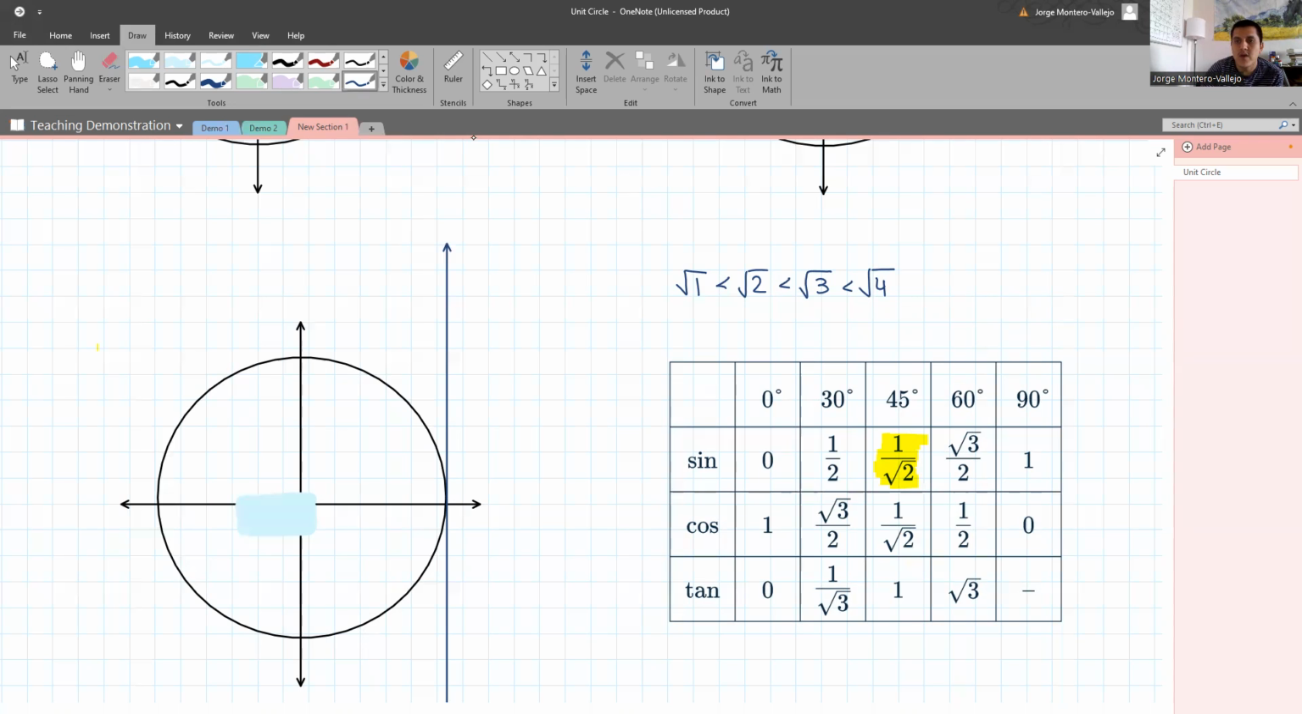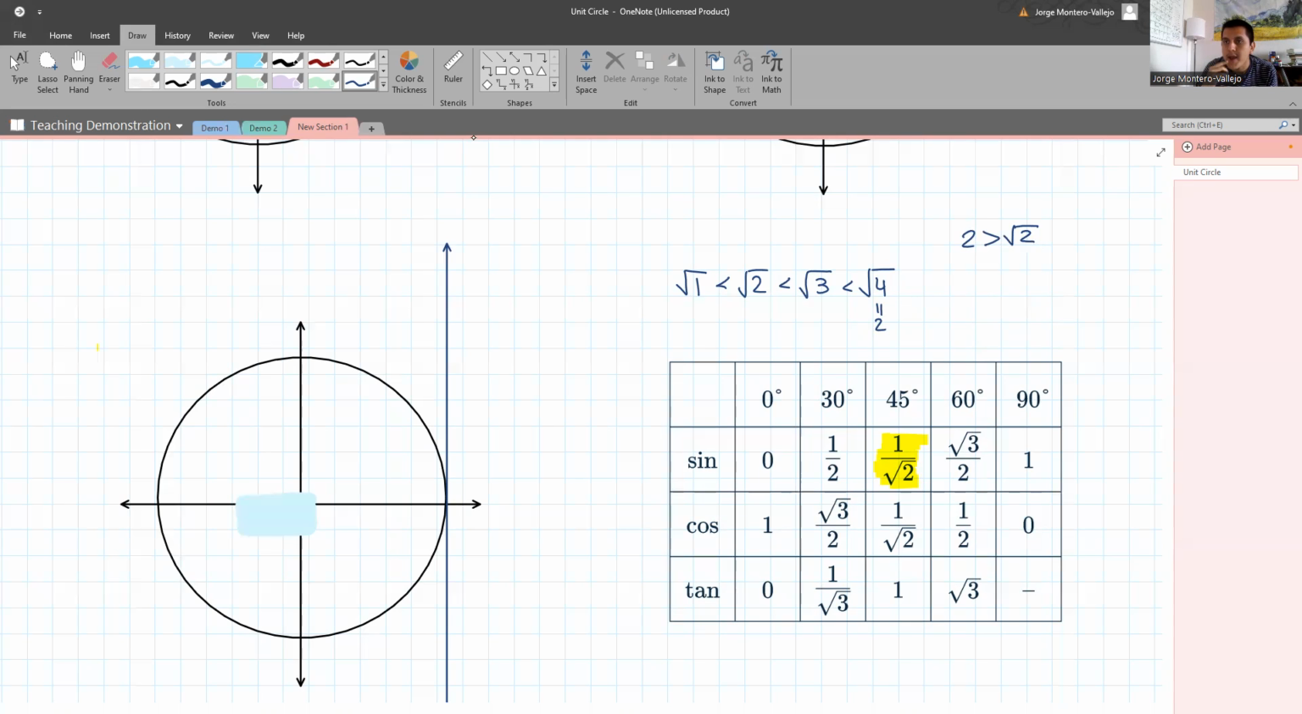Let's do the following, for example, with 1/2 and 1 over the square root of 2. We know that the square root of 4 is 2, right? Now if the square root of 4 is 2, then of course 2 is bigger than the square root of 2. I hope that makes sense. I think it's pretty clear.